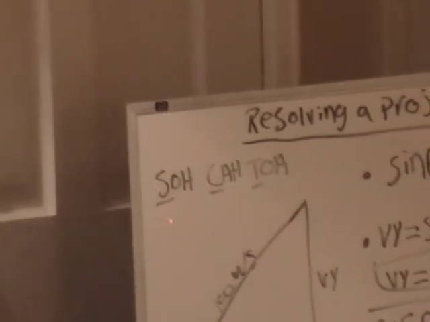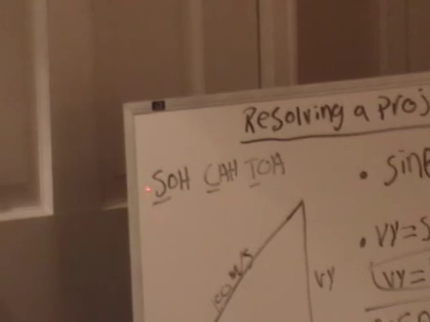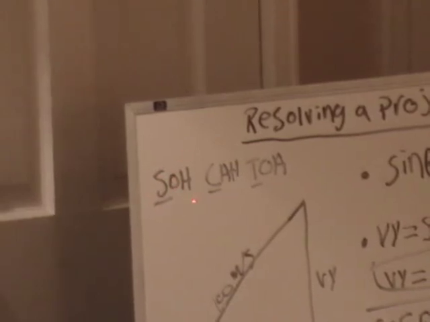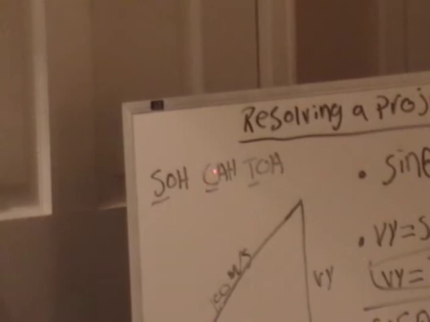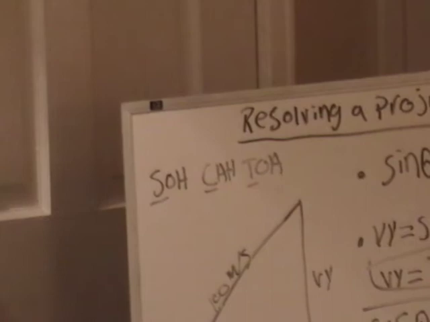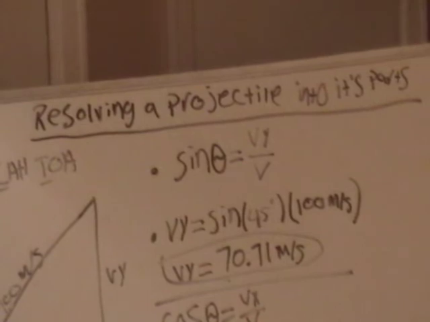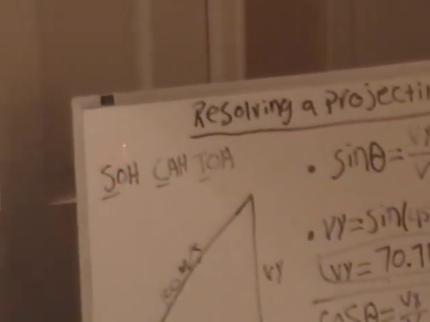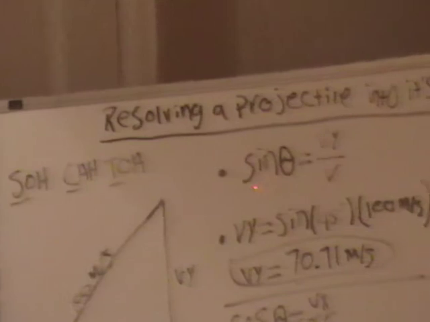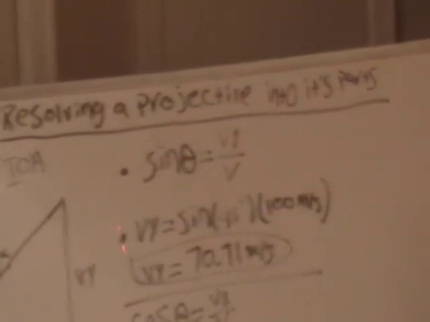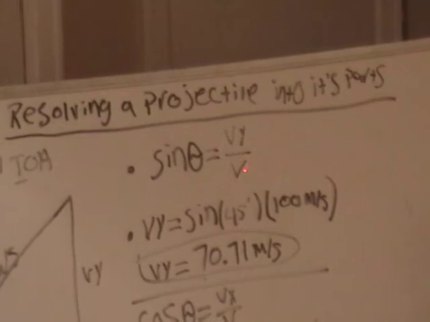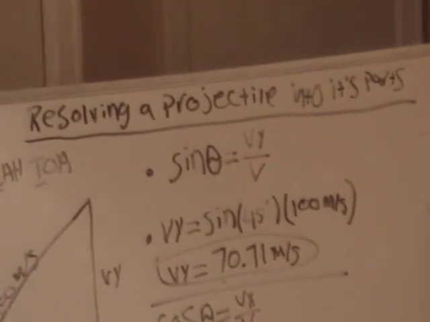We can say S stands for sine, and sine we get from opposite divided by hypotenuse. Cosine we get from adjacent divided by hypotenuse. Tangent we get from opposite divided by adjacent. So these are our basic trig ratios that we're going to use to be solving this problem. If you look over here, just like I have over here, sine equals opposite over hypotenuse. So we have the sine of our angle equals our opposite, which in this case is our velocity in our Y direction, divided by our velocity in general, which is our hypotenuse.